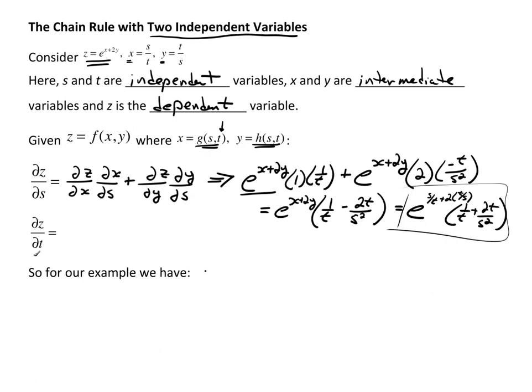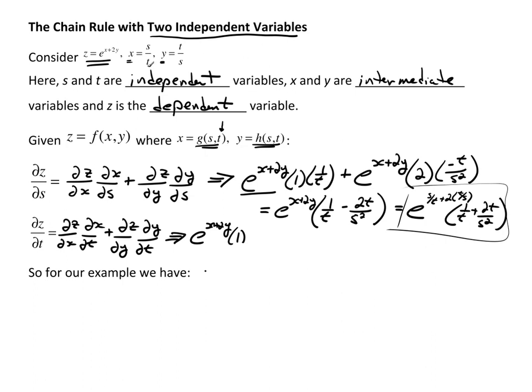So to do the same thing now, to take the partial of z with respect to t, I will have the partial of z with respect to x times the partial of x with respect to t, plus the partial of z with respect to y times the partial of y with respect to t. It's the exact same idea, only I'm using t. So that's going to give me e to the x plus 2y times 1 times the derivative of x with respect to t.